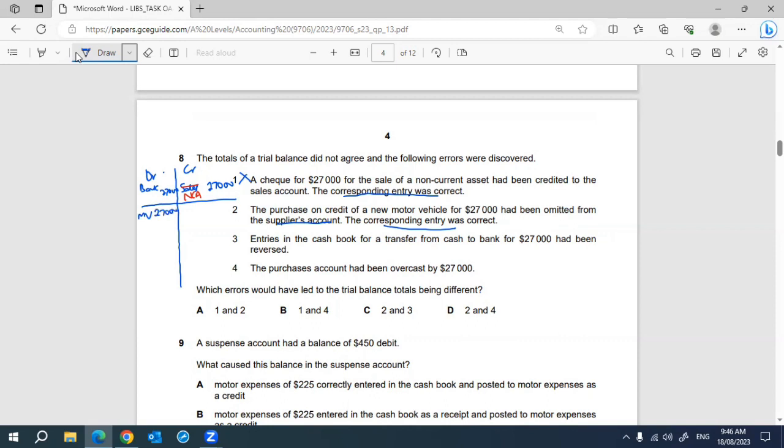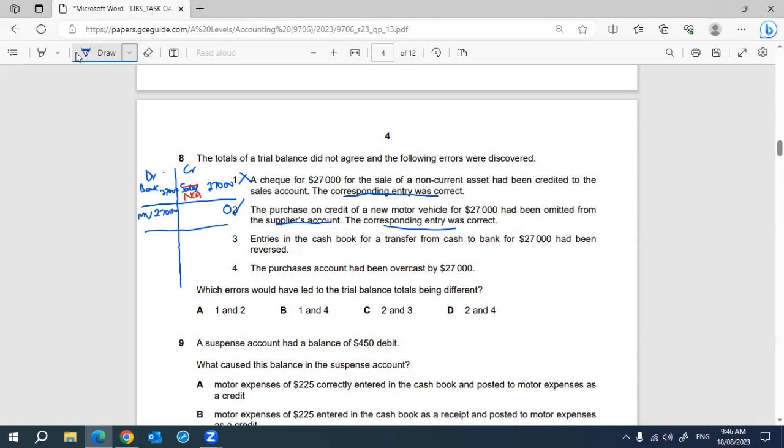But we should have credited supplier or other payables, but we did not do that. So there was nothing on the credit side. This would affect the balancing of the trial balance. So this option is in. Thirdly, entries in the cash book for a transfer from cash to bank of 27,000 had been reversed.